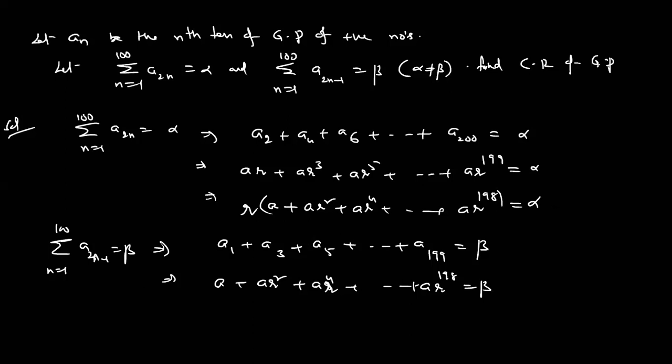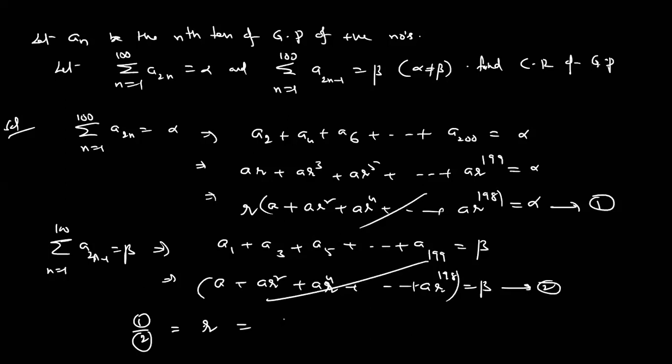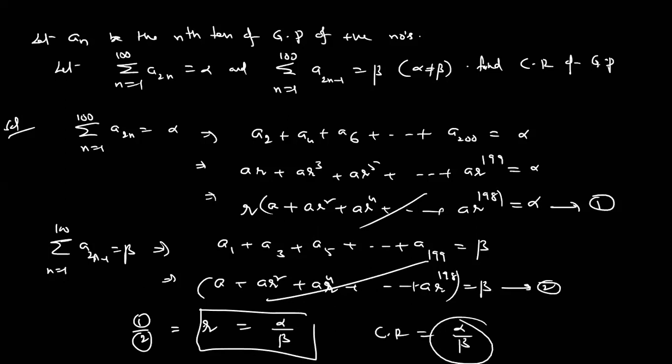Dear students, this is equation 1 and this is equation 2. So please tell me, 1 by 2, what is the answer? Only R is coming because the rest cancels. R is equal to alpha by beta. What is the common ratio? That is the answer. Alpha by beta, correct.